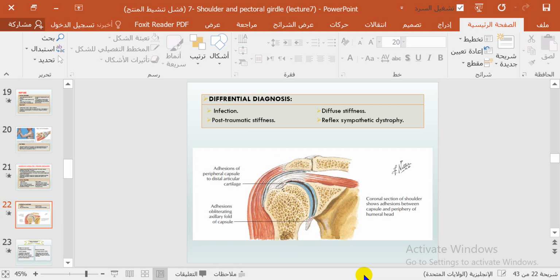Differential diagnosis of the frozen shoulder: infections, post-traumatic stiffness, diffuse stiffness, reflex sympathetic dystrophy, or what's called hand-shoulder syndrome. And here you have this in a capsule. So usually we see the fibrosis in the capsule of the joint, narrowing of the joint space, and fibrosis and adhesion in the capsule.